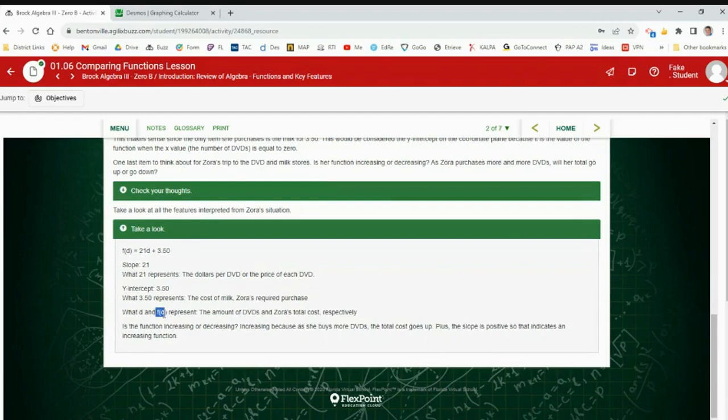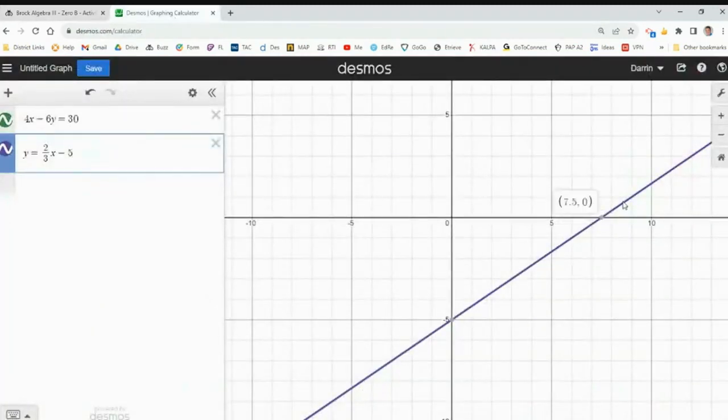D is the amount of DVDs she purchases, and f of d is her total cost of what she has to spend. And is it increasing or decreasing? This is an increasing function, which when we look at a graph, increasing function is going up.